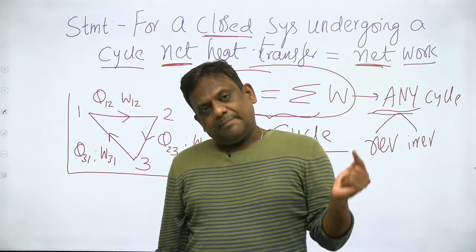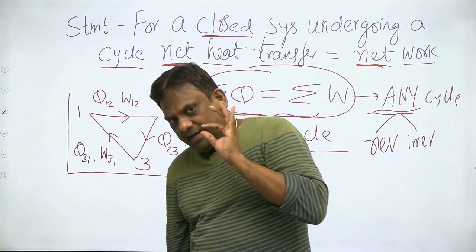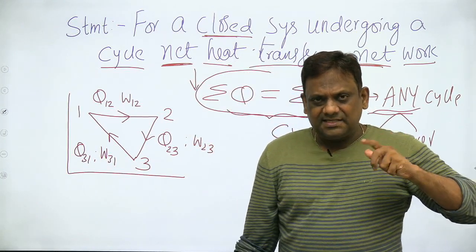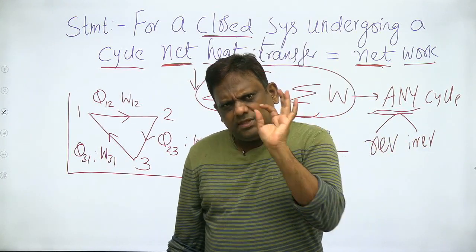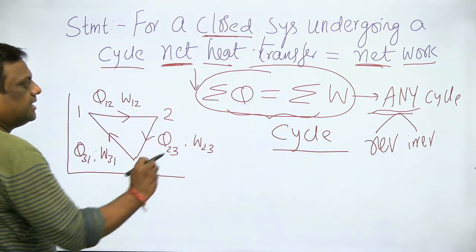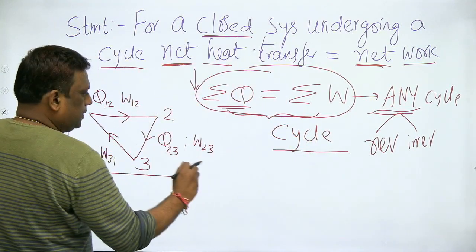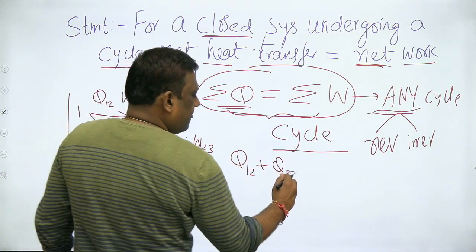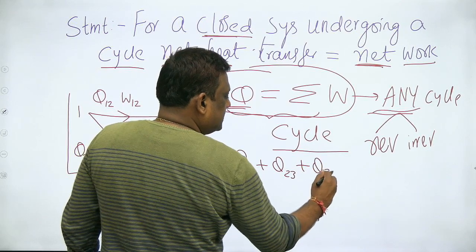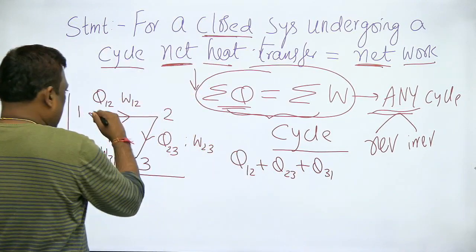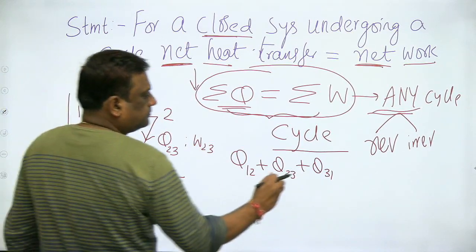Similarly, when you are supplying heat to the system, it is taken as positive. When heat is rejected from the system, it is taken as negative. So this is the convention that I am following. Okay, same convention you follow. Now, let us calculate sigma Q. What is sigma Q? Q12 plus Q23 plus Q31. This is our sigma Q.